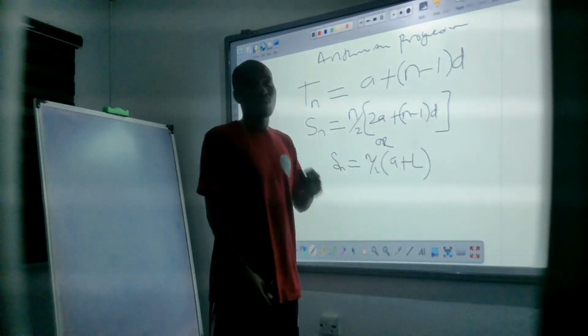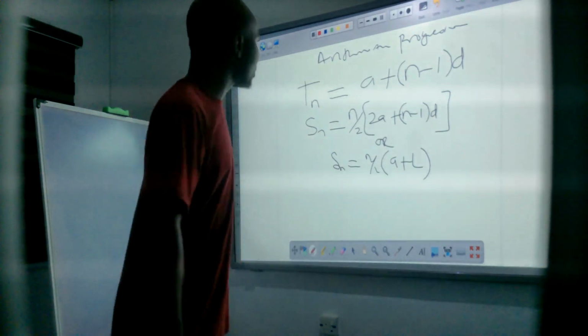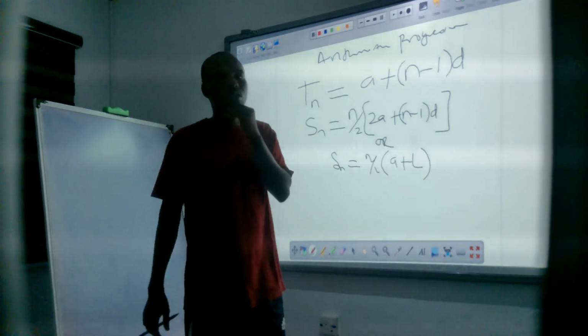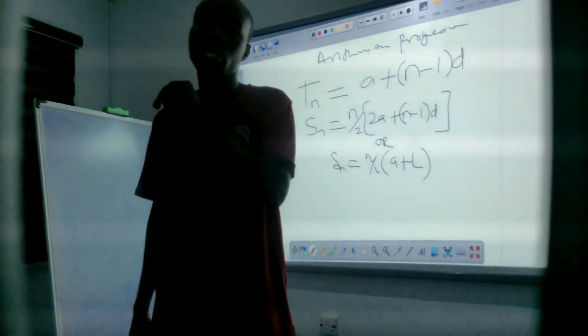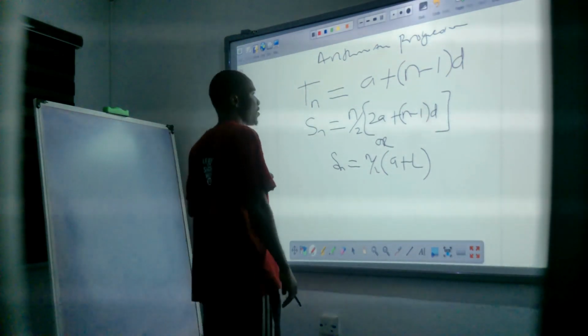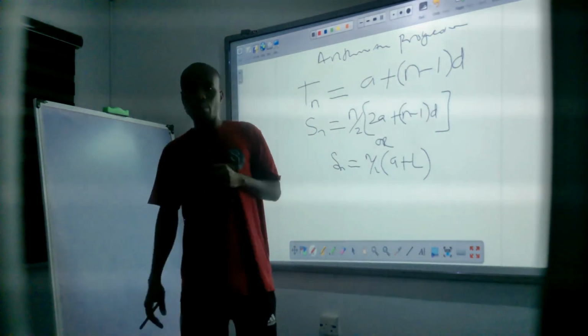So we use either this, but the last term must be known here. Because if the last term is known, then you know where we are actually going. So we can use the sum and use the nth term, and we are actually good. I hope you will have a good understanding of that.